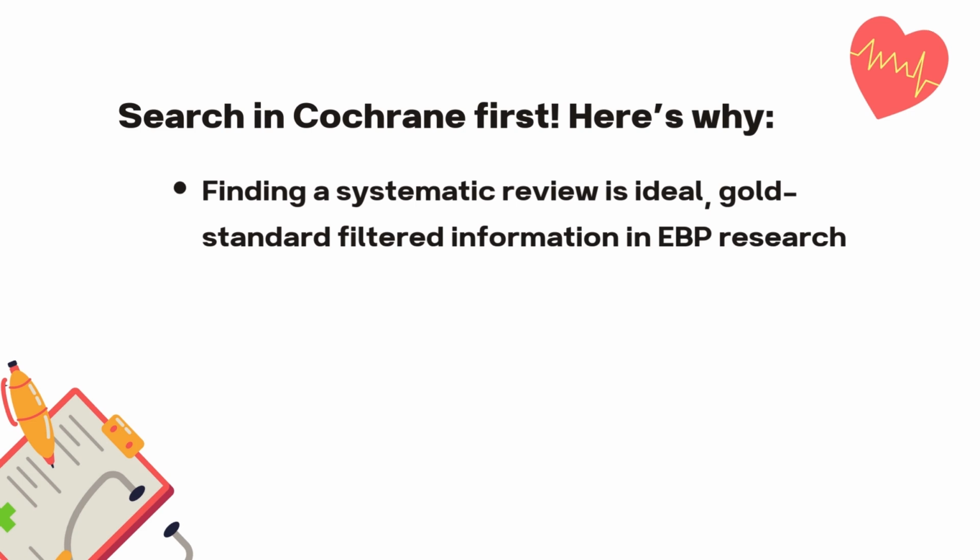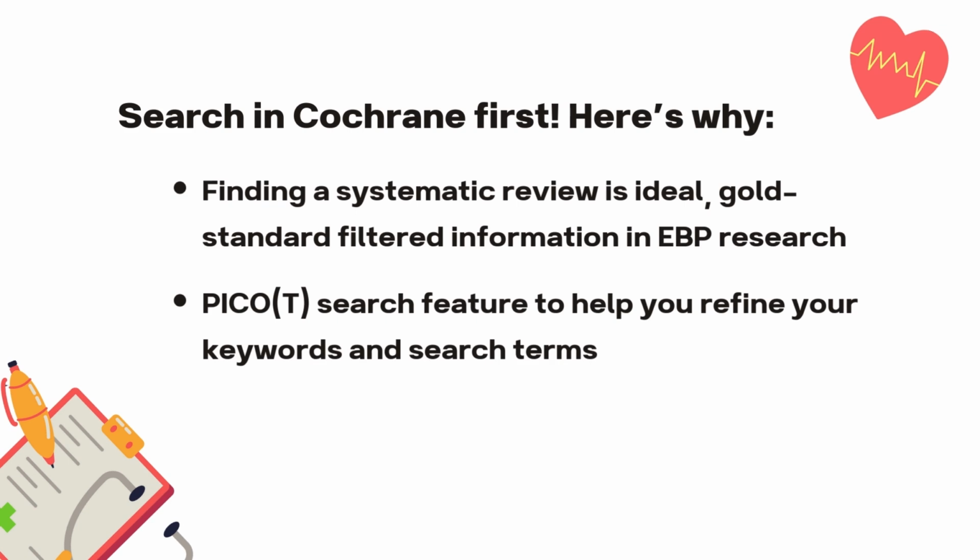First, finding a systematic review is like a gold standard in EBP research, so may as well start at the top, essentially. Sadly, the likelihood of finding a systematic review in Cochrane on your subject is, well, it's quite low, but it's still worth a try, especially for our second reason for starting in Cochrane. It has a PICO search feature that can help you add synonyms or additional keywords to your search terms. So it can be nice to start there as you are still working out the terms you'd like to search.